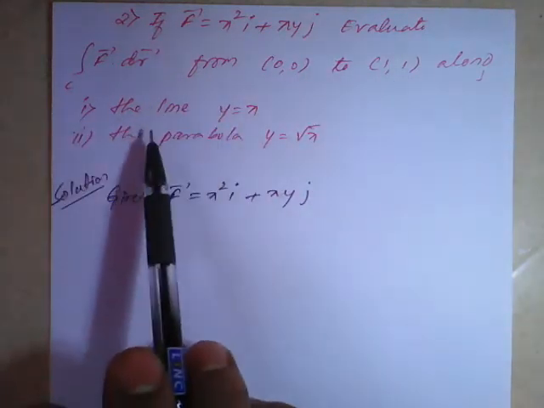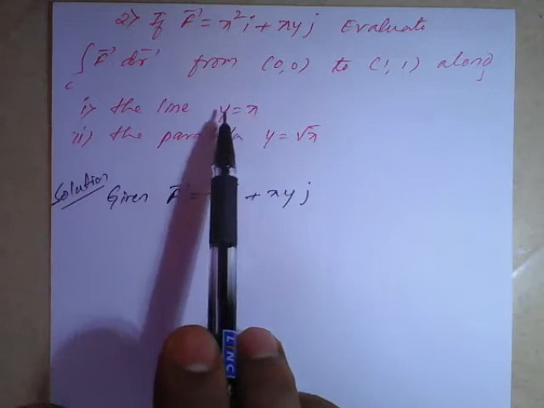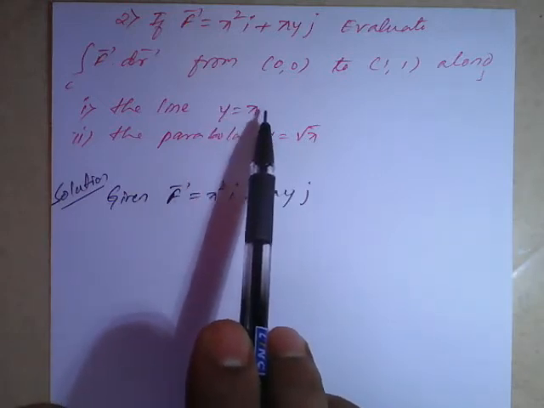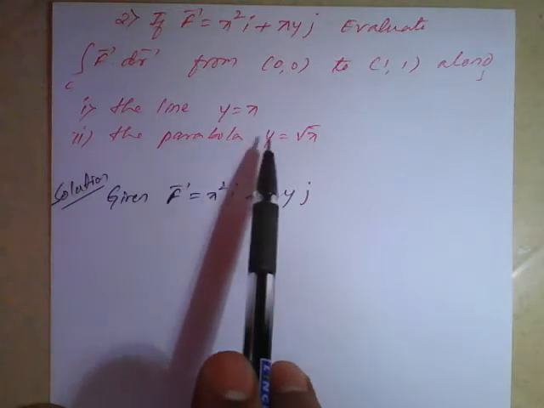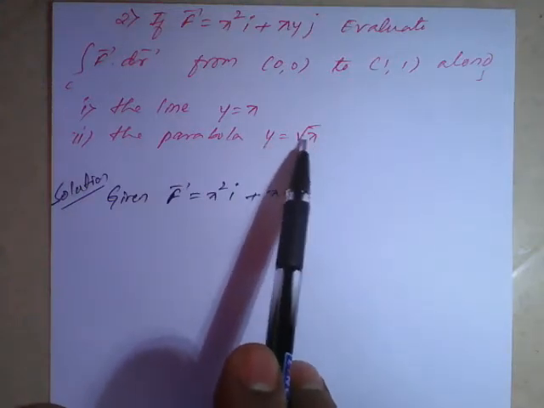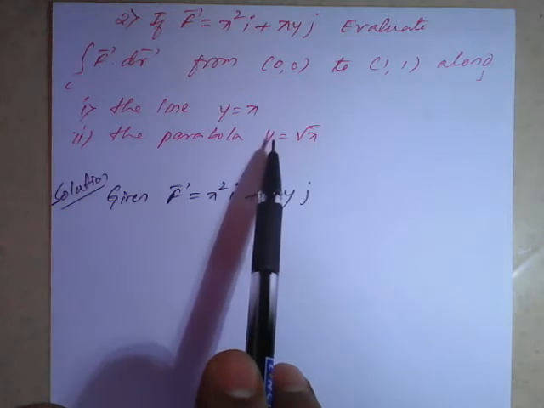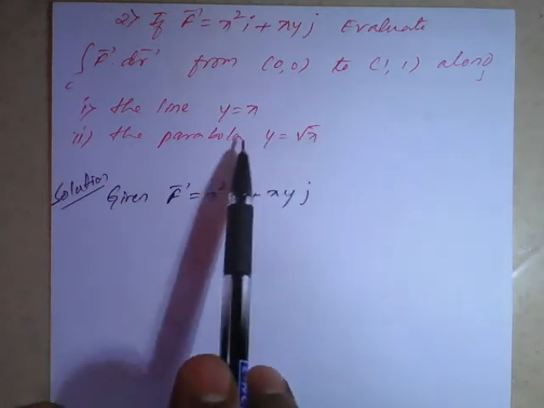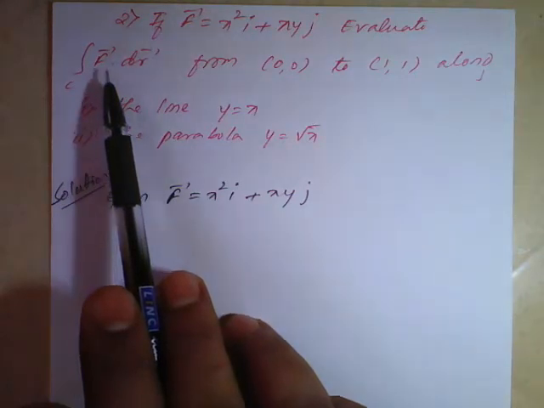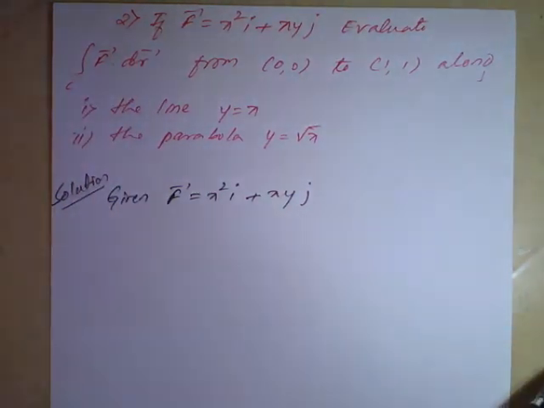two conditions. The first condition is y is equal to x, which is nothing but a straight line. The second one is a parabola, that is y is equal to root x, or I can say y square is equal to x. If you square both sides, it becomes y square is equal to x, which is nothing but a parabola. First we'll find what F dot dr is, then we'll see the next step.